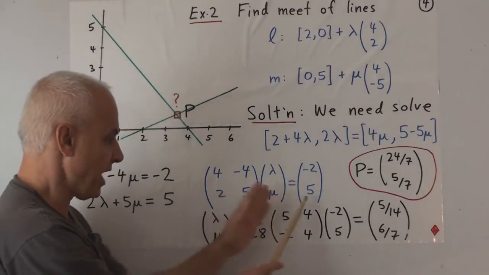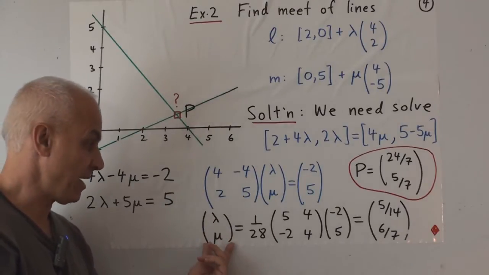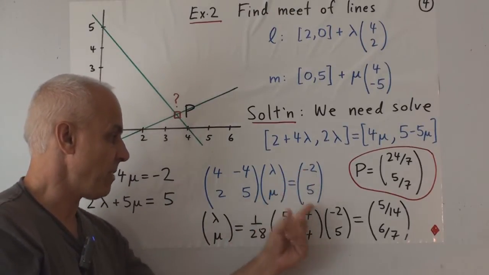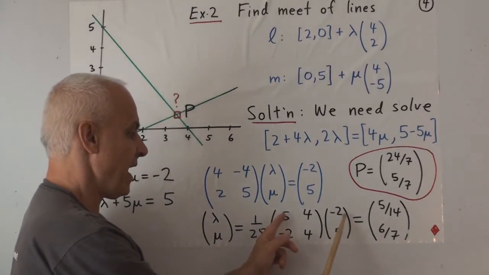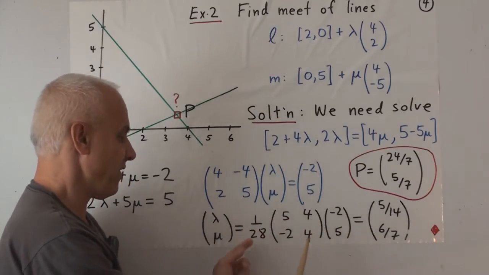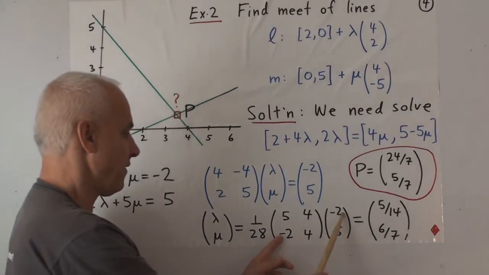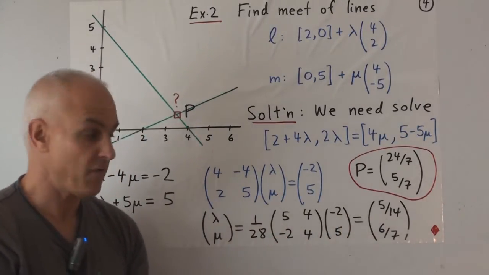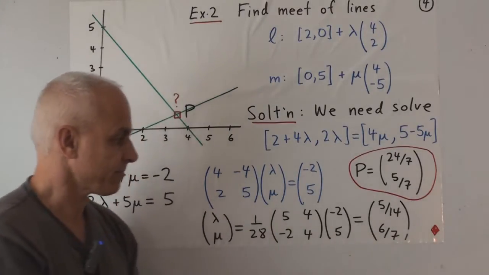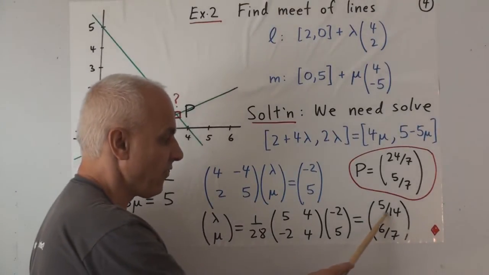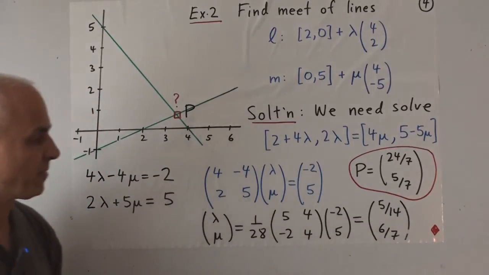And when we multiply both sides of this equation by that inverse matrix, we get lambda mu by itself on the left-hand side, and we get this inverse times minus 2, 5. And then we do the calculation. Minus 10 plus 20, that's 10 divided by 28, same as 5 over 14. And 4 plus 20, that's 24 divided by 28, is the same as 6 over 7. So we get lambda equals 5 over 14, that's what we were solving for, and mu equals 6 over 7.